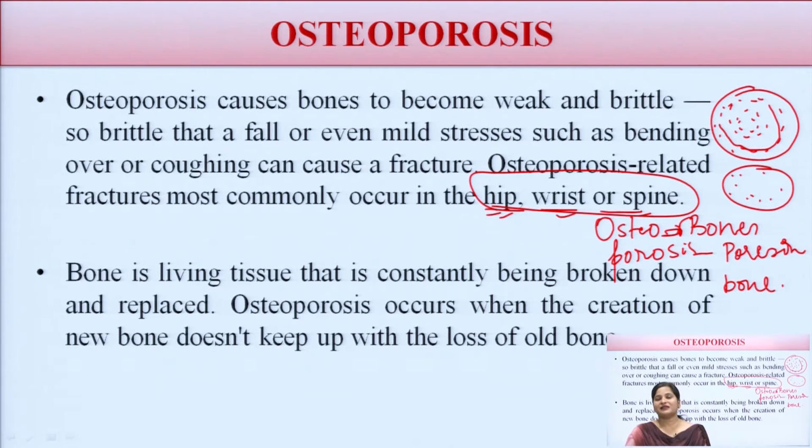So bone is a living tissue that continuously breaks down and is replaced with the deposition or re-establishment of the different types of minerals which are used during the formation of the bones. But in the case of osteoporosis it's just vice versa, right? What do you mean? What happens in osteoporosis?